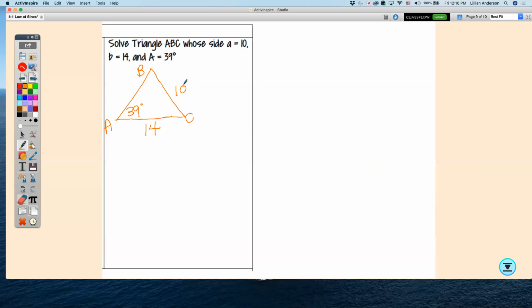I solve it how I normally would. What would be the easiest piece of information to find, based off of what you have? Angle B. Because I know side B, I don't know angle B, and I know all my information for side A. I know nothing for C yet. So I'm gonna find angle B. Using A and B in the formula, I'm gonna do 10 over the sine of 39 equals 14 over the sine of angle B.